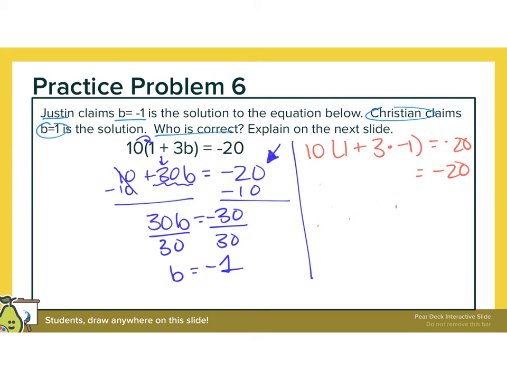Okay. Sorry about that. So it's 10, 1 minus 3, not 1 minus 4, which is what I had. And then 10 times negative 2. And then negative 20 equals negative 20. It checks out. So Justin is correct.